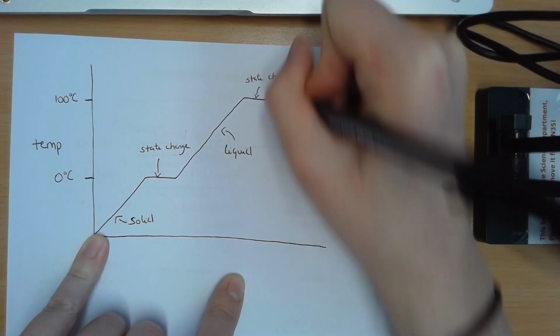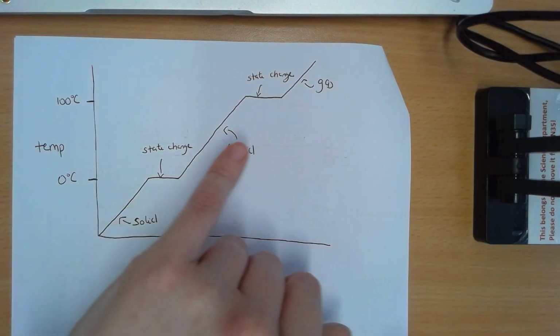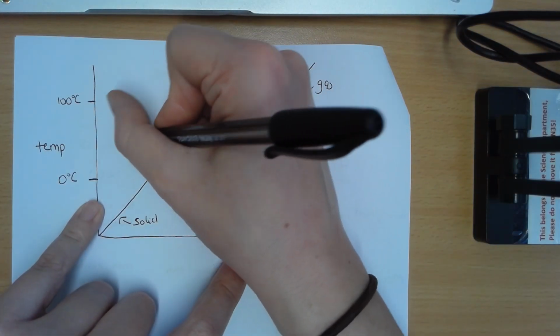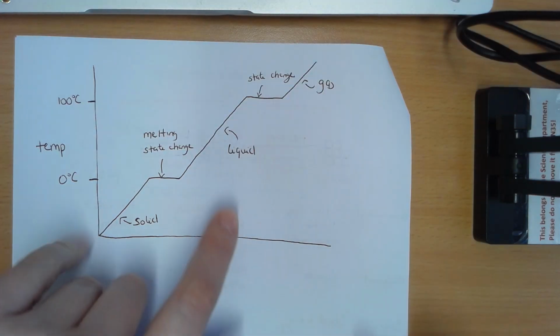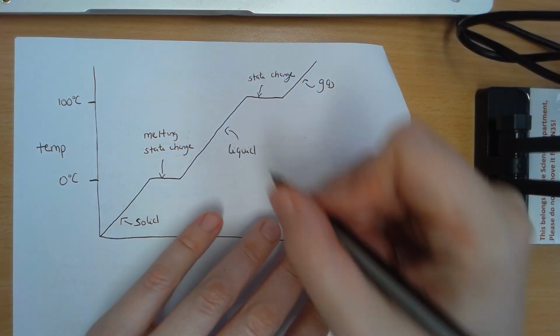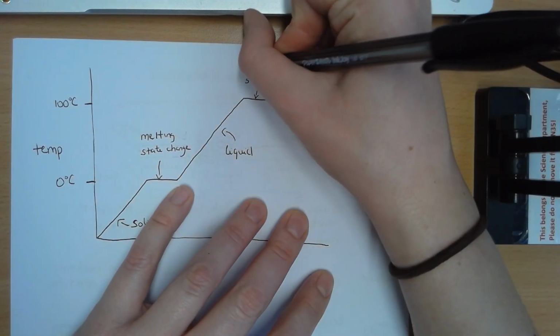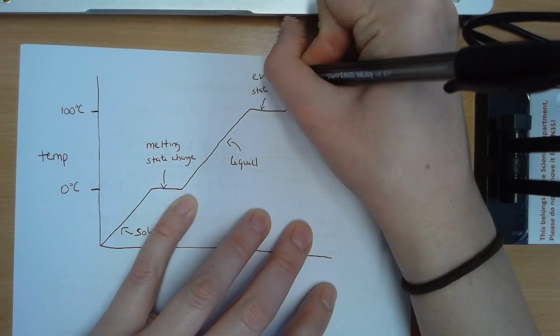Now we can be more specific with our labels. If I'm going from a solid to a liquid, what is that state change? It would be melting. And if I go from a liquid to a gas, again, what is that state change? That would be evaporating, or you can say boiling.